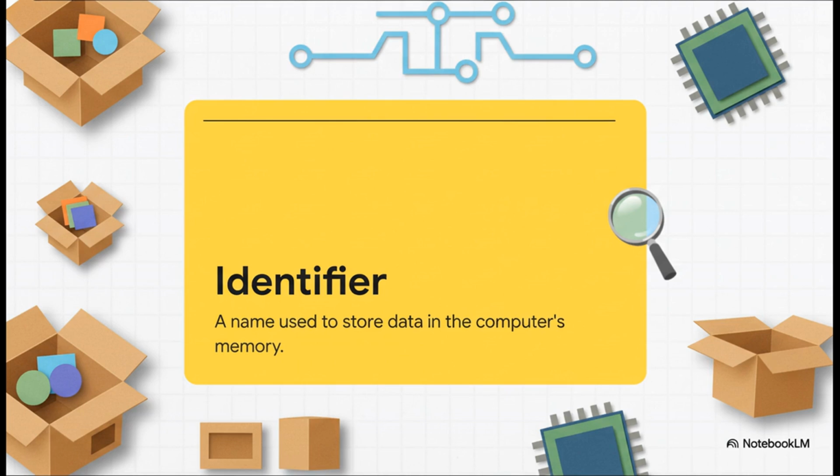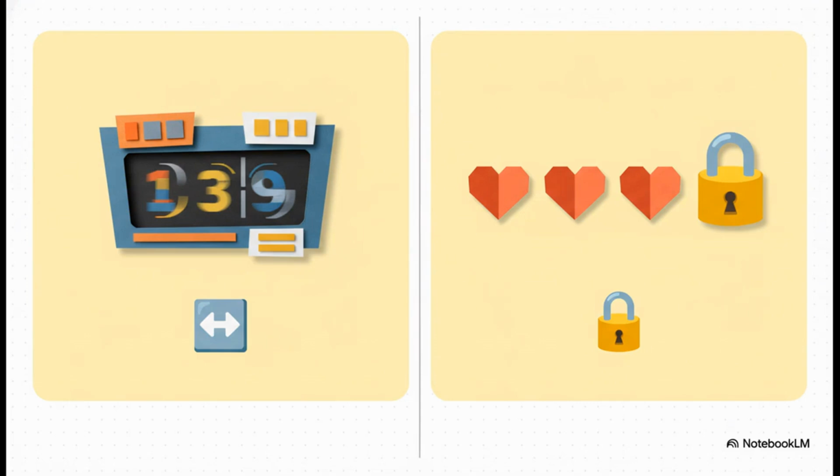Now these identifiers, they come in 2 main flavors. So on one side, you've got variables, where the data inside that box can change. A perfect example is your score in a game. It's always going up and down. On the other side, you've got constants. These are set just one time and they never, ever change. Think of something like the maximum number of lives you can have in that game.